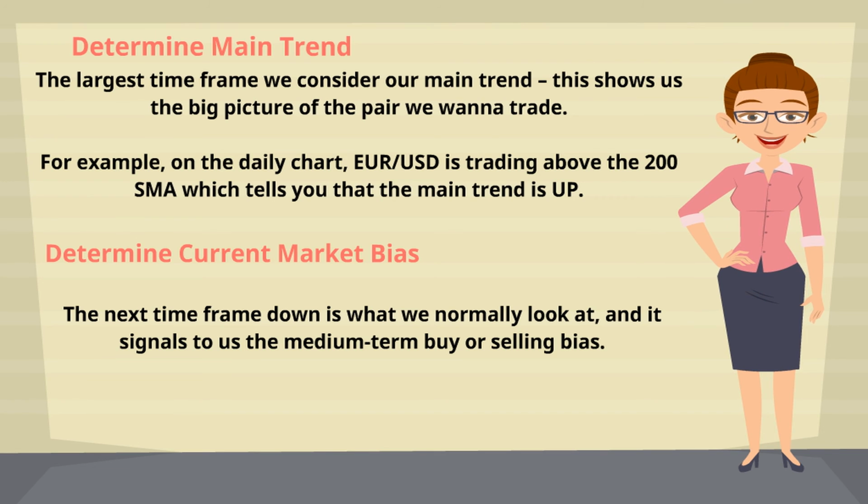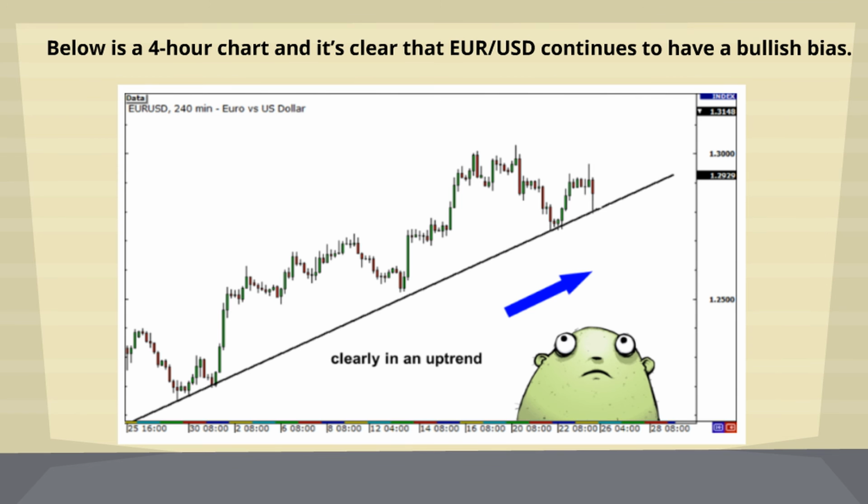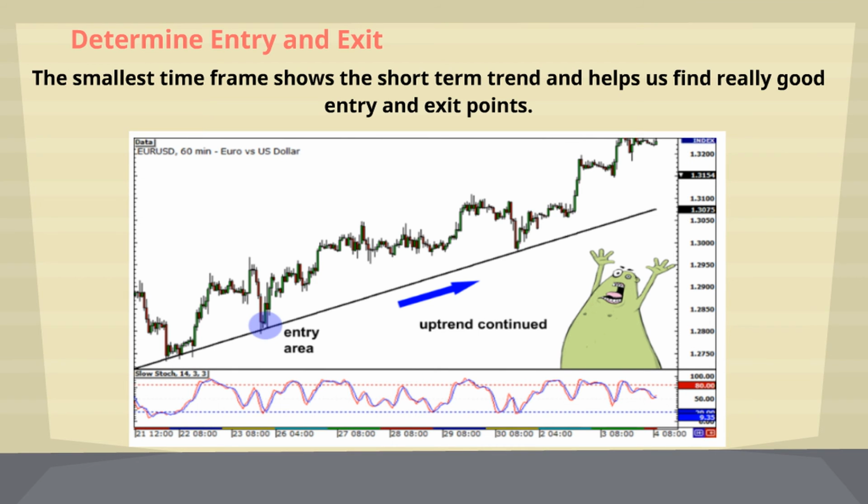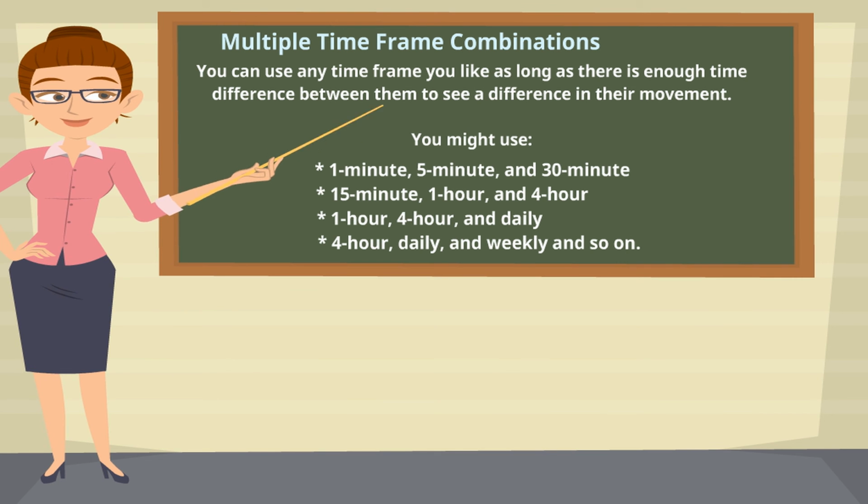Determine current market bias. The next time frame down is what we normally look at, and it signals to us the medium-term buying or selling bias. Below is a 4-hour chart, and it's clear that euro to US dollar continues to have a bullish bias. Determine entry and exit. The smallest time frame shows the short-term trend and helps us find really good entry and exit points.